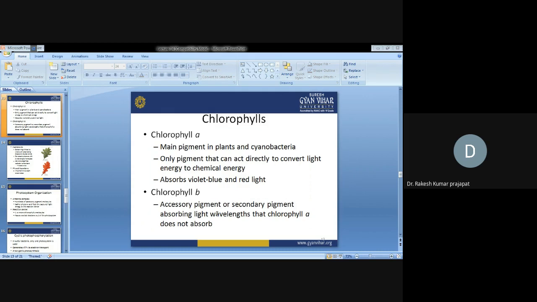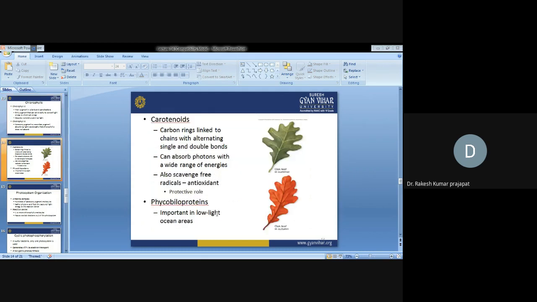Chlorophyll has accessory pigments, or secondary pigments, which absorb the light wavelengths that chlorophyll does not absorb. Carotenoids contain a carbon ring linked to a chain with alternating single and double bonds. They can absorb light photons with a wide range of energies. They also scavenge free radicals, acting as antioxidants and a protective wall. Phycobiliproteins are important in low light ocean areas.